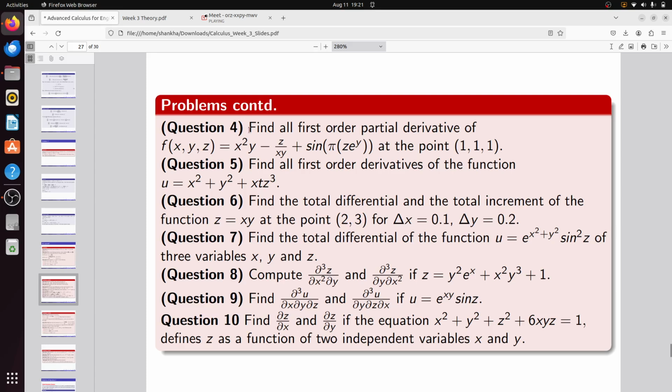Find all first order partial derivatives of f(x,y,z) equal to x²y minus z by xy plus sin π into z to the power uy at the point (1,1,1). So you need to determine del f del x, del f del y, del f del z.